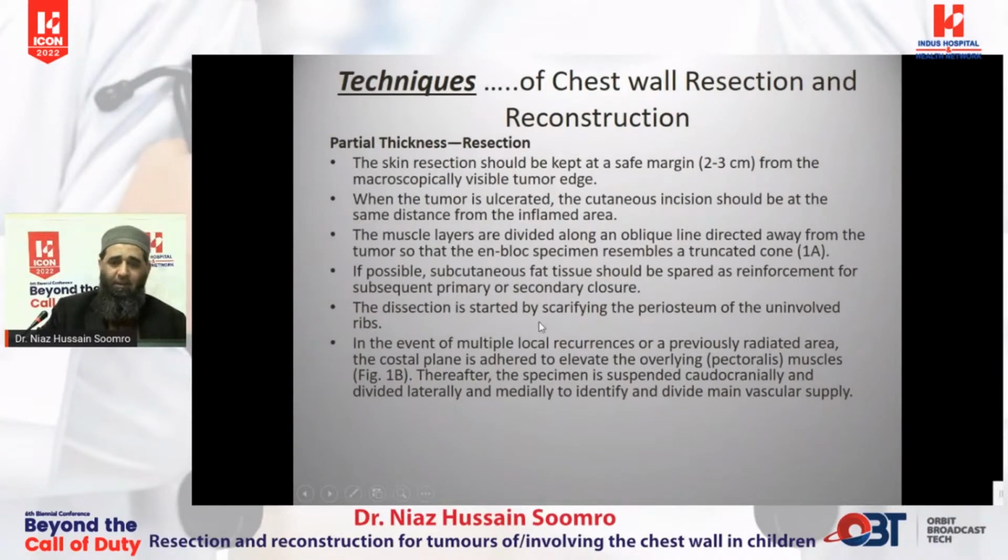The dissection is started by sacrificing the periosteum of uninvolved ribs. In the event of multiple local recurrences or a previously radiated area, the costal plane is adherent, so it is hard to elevate the overlying pectoralis muscle. Therefore, the specimen is suspended cardiocranially and divided laterally and medially to identify and divide the main vascular supply.